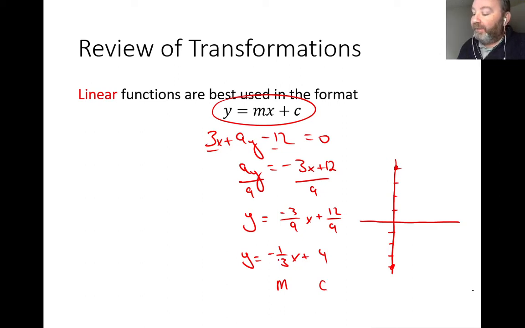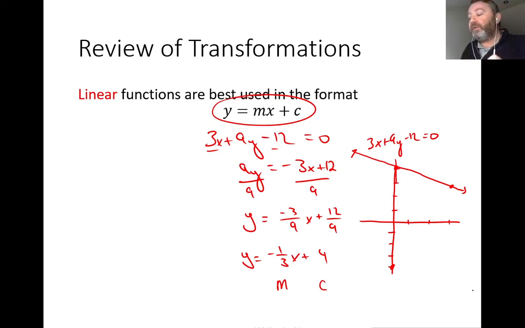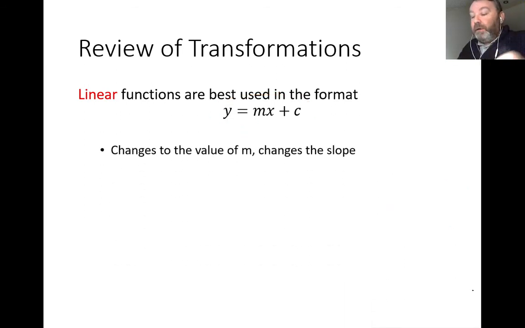And then the slope is rise over run. So in other words, we're going to drop down 1 unit and run out 3 units: 1, 2, 3 to here. So immediately I have a sketch of what that function of 3x plus 9y minus 12 is going to look like. So it's a very handy form of a linear equation for the 2 points of information that it gives me. Okay, and we've said that already.